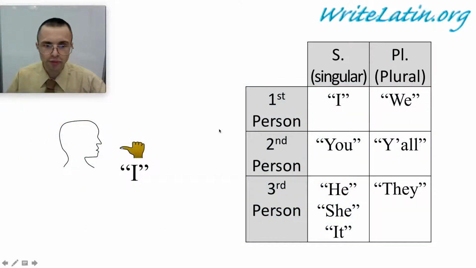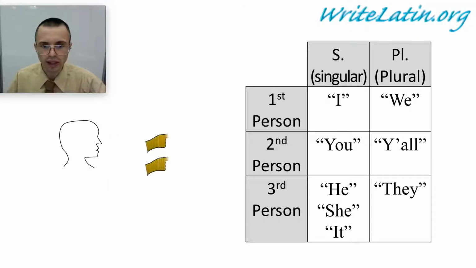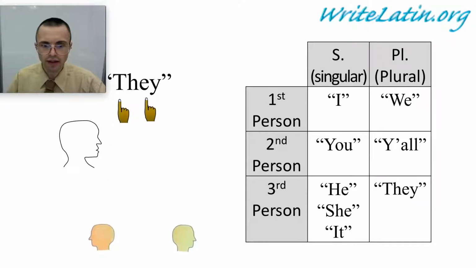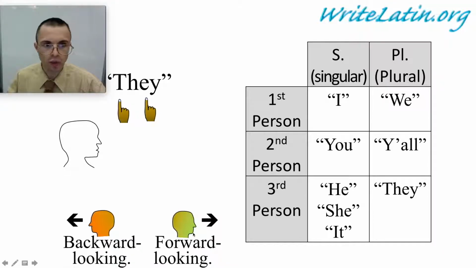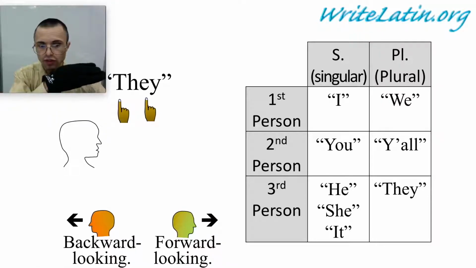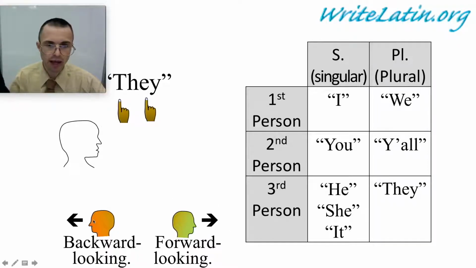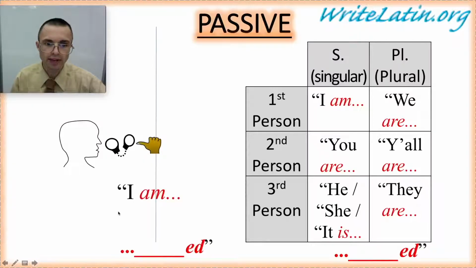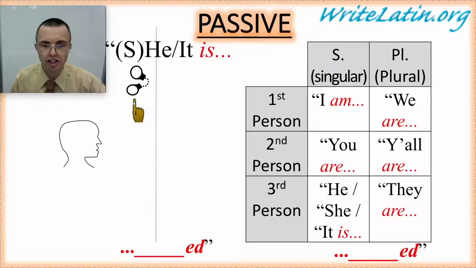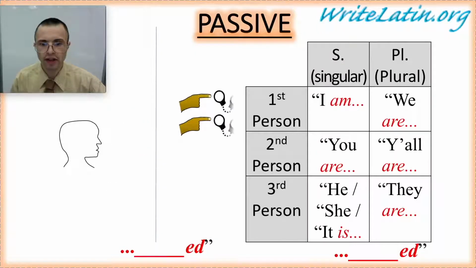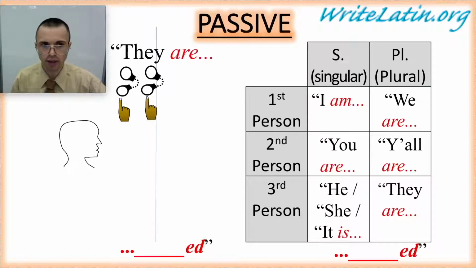Before we start, we need to review what these symbols mean. This means the I form, you, he, she, it, we, y'all, they. The forward-looking head means forward-looking or prospective into the future. Backward-looking head is backward-looking or retrospective into the past. Also, the passive forms we know now. I am blanked, you are blanked, he, she, it is blanked, we are blanked, y'all are blanked, and they are blanked.